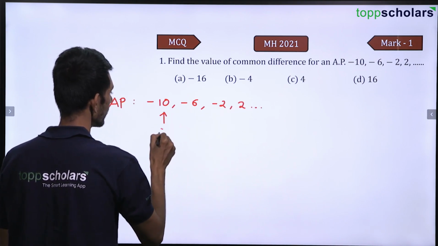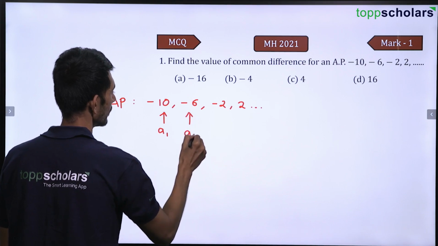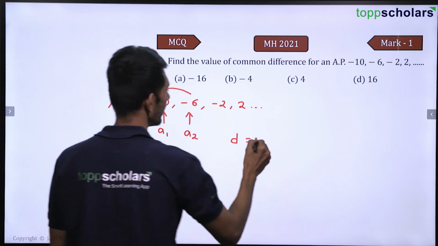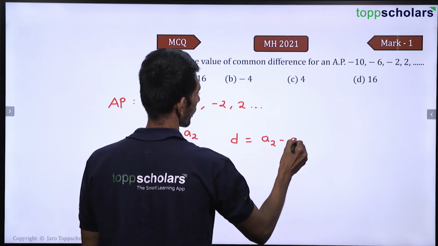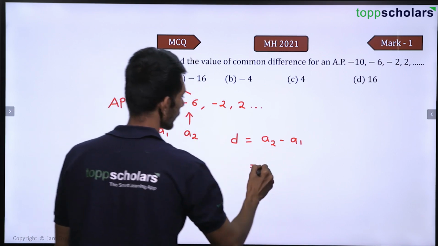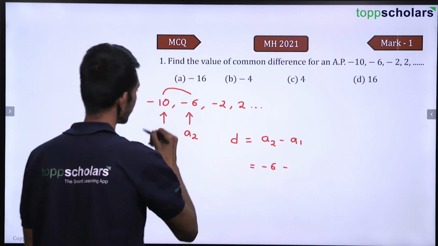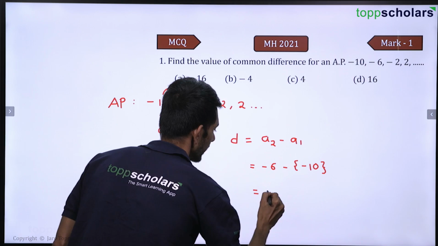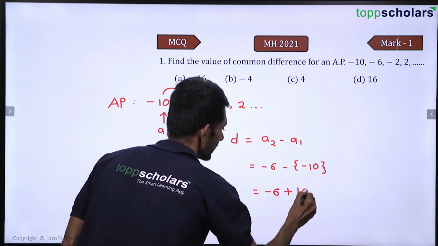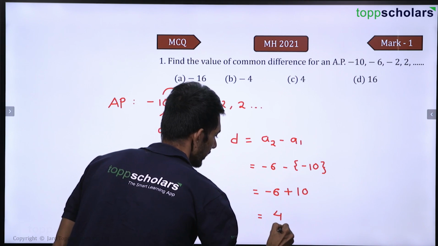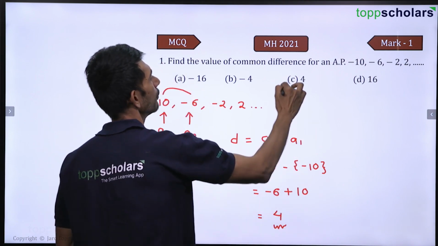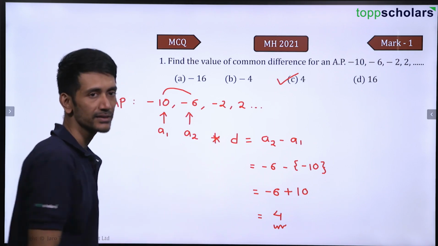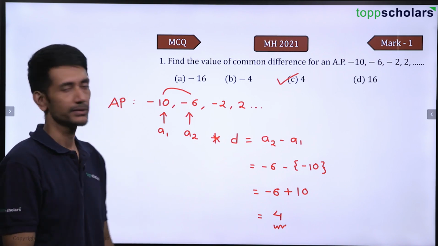Can I say this is A1? Can I say this is A2? What is the common difference D given by? Common difference is A2 minus A1, right? That is equal to A2 is -6 minus A1 is -10. That is -6 plus 10. That is 4. That's it. 4 is the right answer. Easy. So make sure that this is how you find out the common difference D. That is the difference between the two consecutive terms.